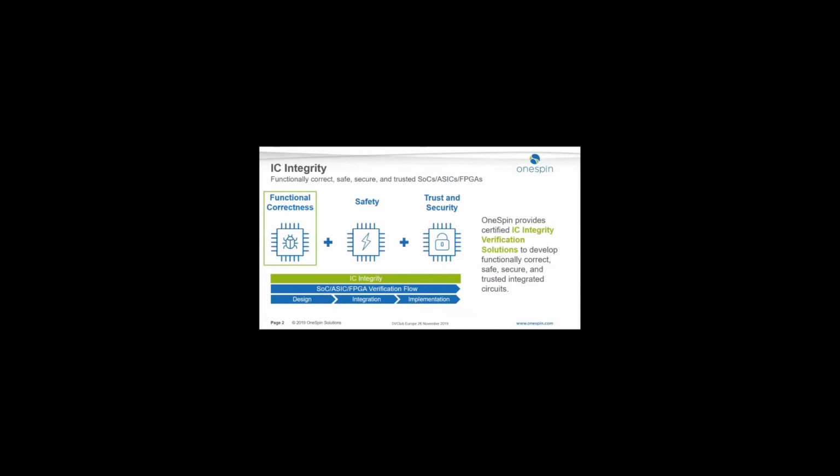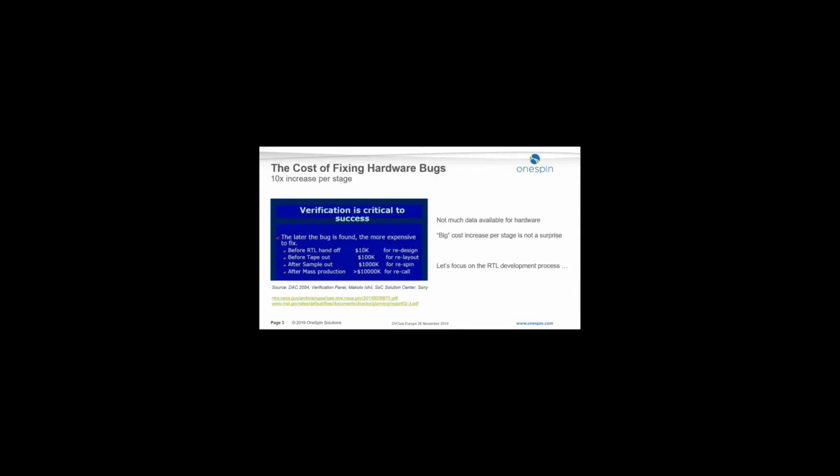So OneSpin provides IC integrity verification solutions, which is not only the traditional functional correctness, functional verification, but also safety, trust and security. And this talk will focus on functional correctness, finding functional bugs, but some of the things could also apply to the other different pillars. But yeah, our focus is functional verification.